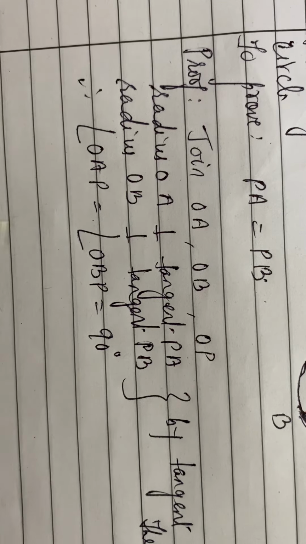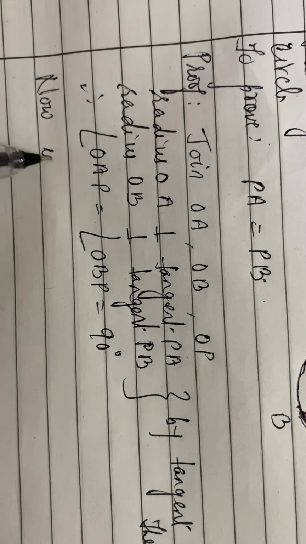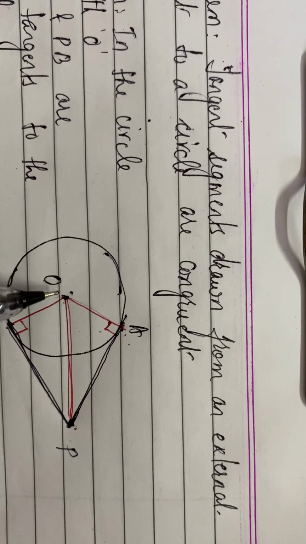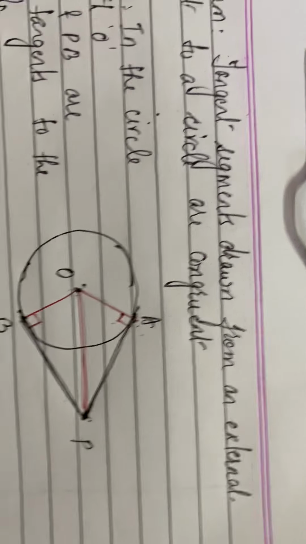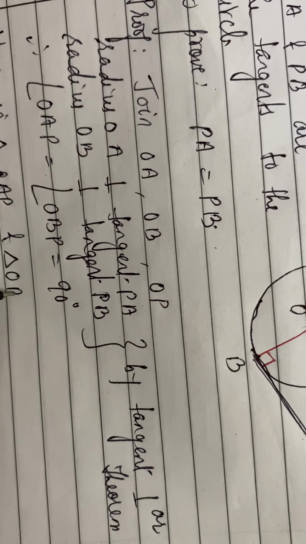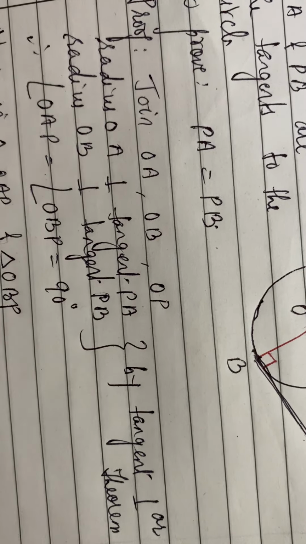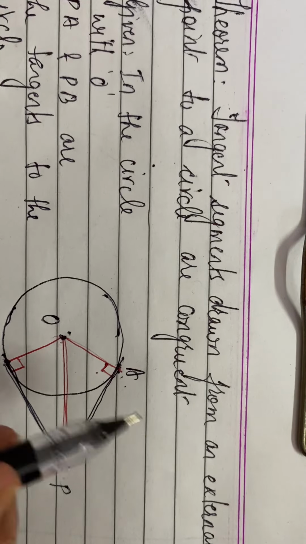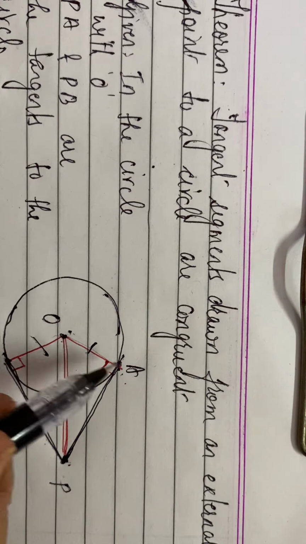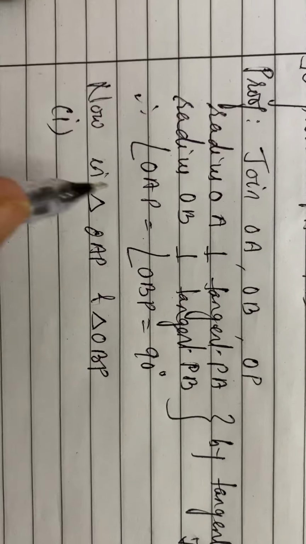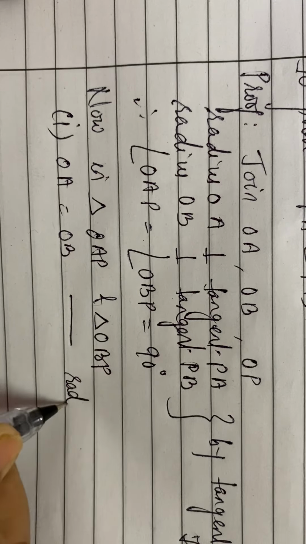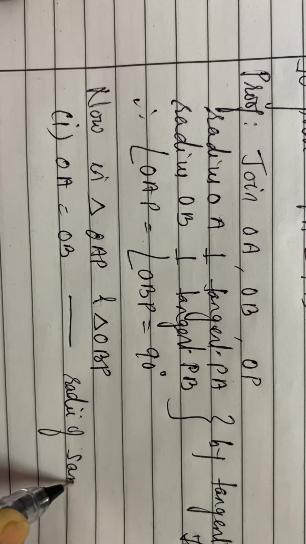Now we consider the two triangles. Now in triangle, I am taking triangle OAP and corresponding triangle will be OBP. So in triangle OAP and triangle OBP, the first thing that we have, if you have a look at the figure, is OA is equal to OB. They are radii of the same circle. So OA is equal to OB. Reason you will write radii of same circle.